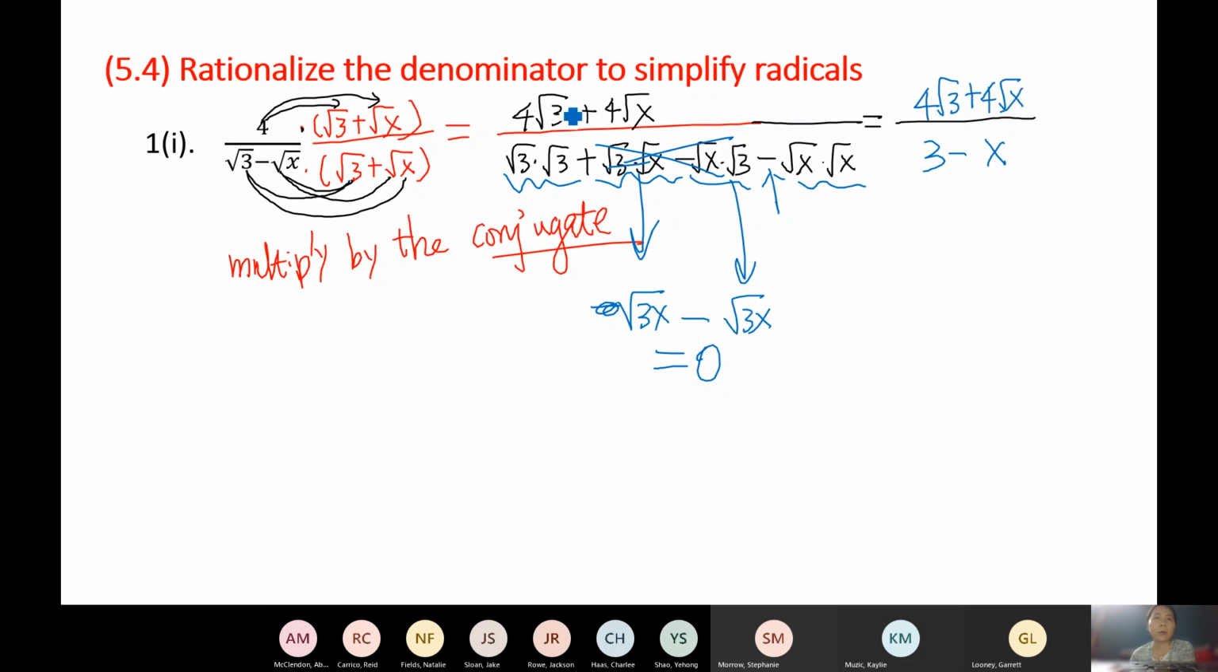And like I said, I don't know why a few students did not distribute 4 to both of them. They just did 4 radical 3 plus radical x. This 4 needs to be distributed.